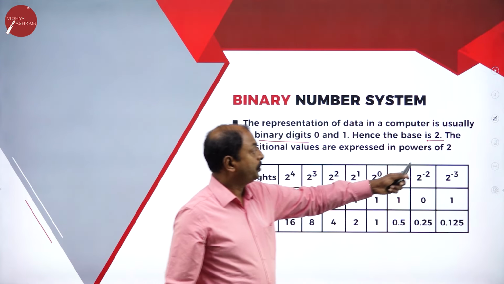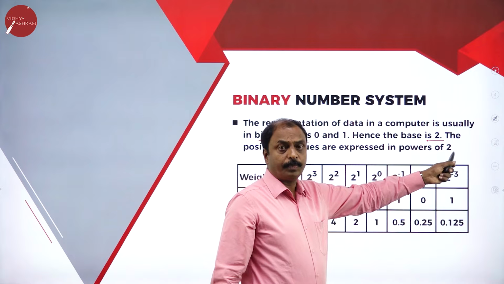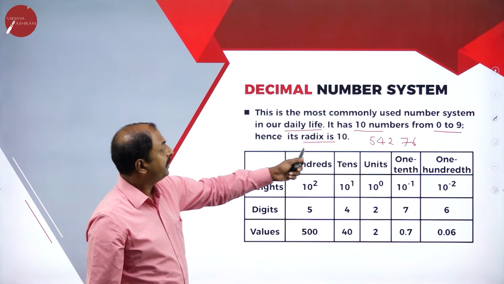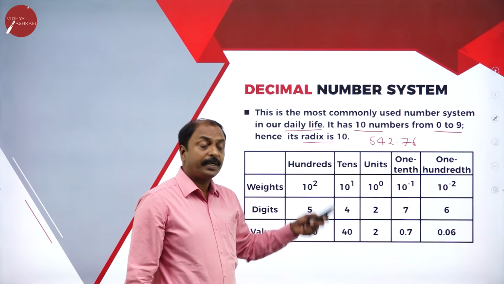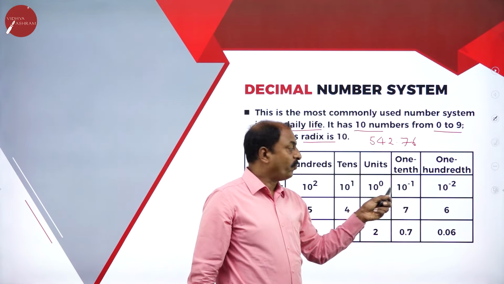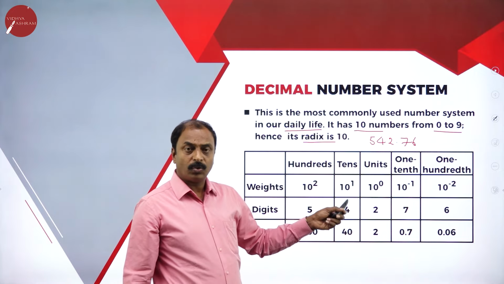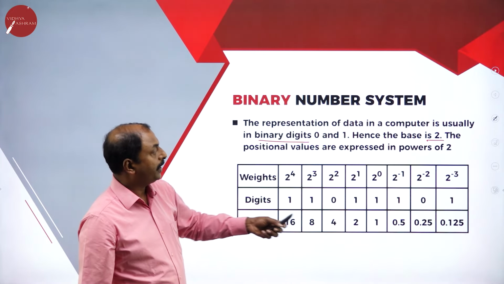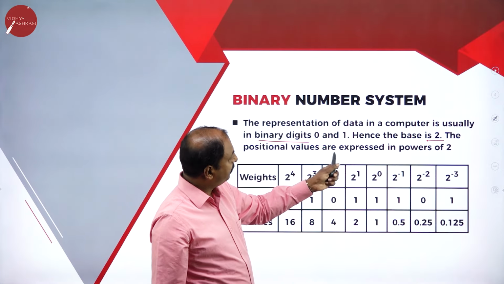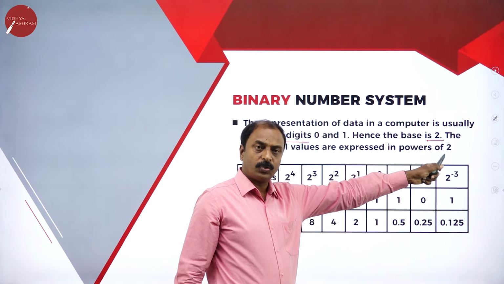Positional values are expressed in terms of 2 because the base is 2. In the previous example, the radix is 10, and we expressed the positional value with 10 to the power of 1, 2, 3 and so on. So here in binary, the radix or base is 2, and we express the values in powers of 2.